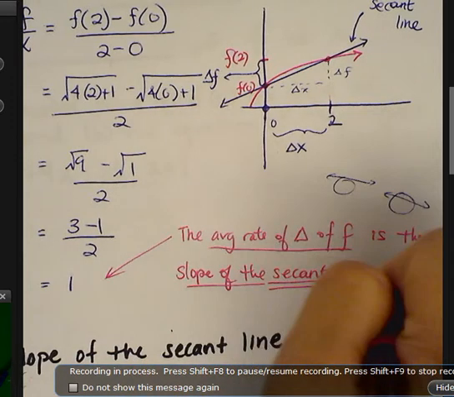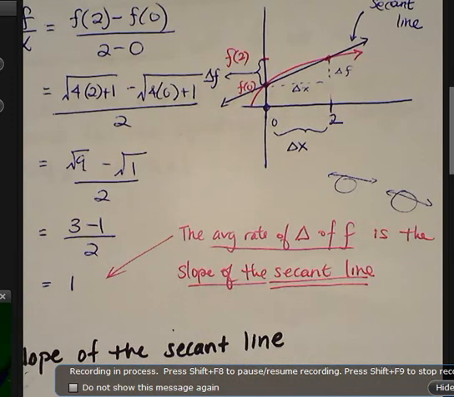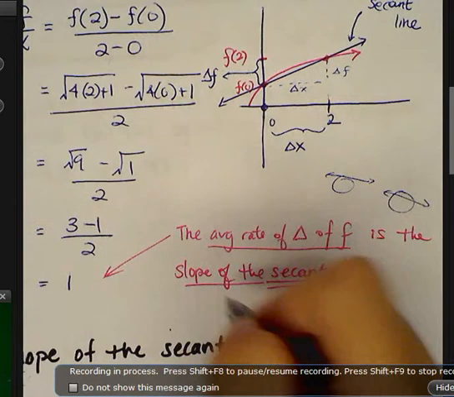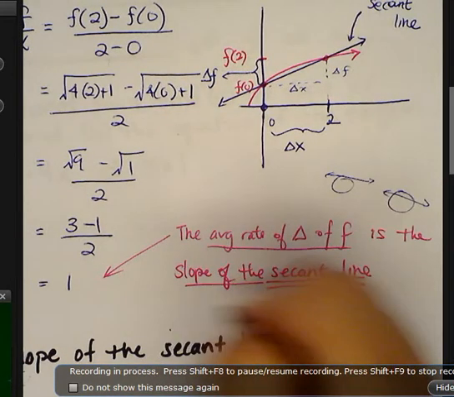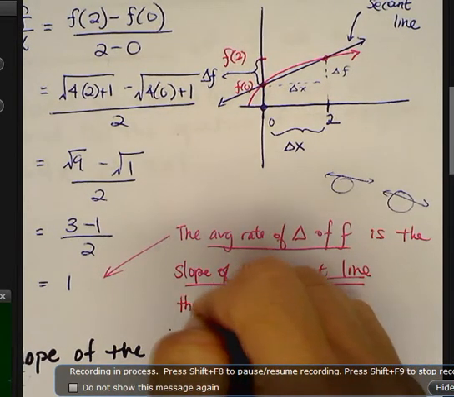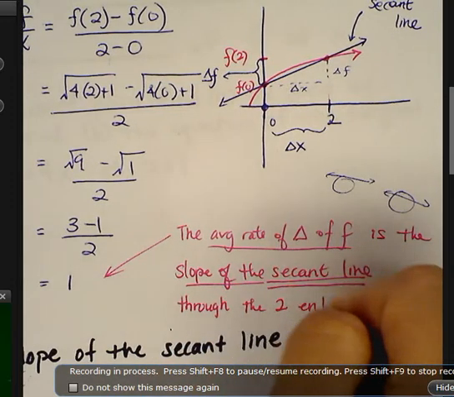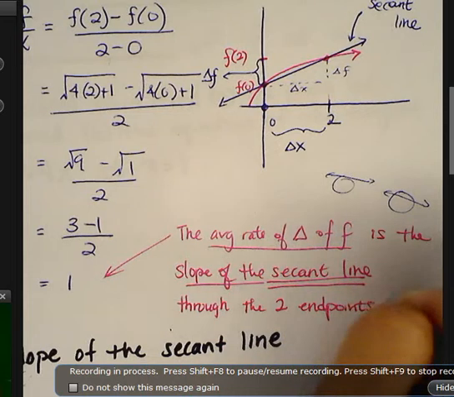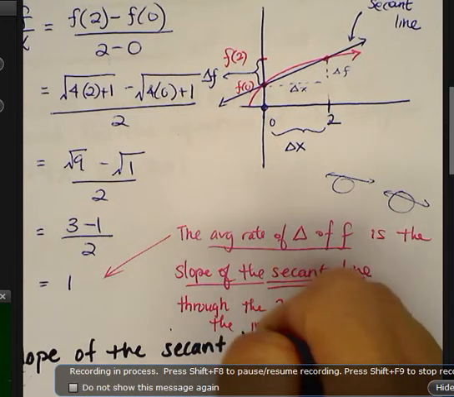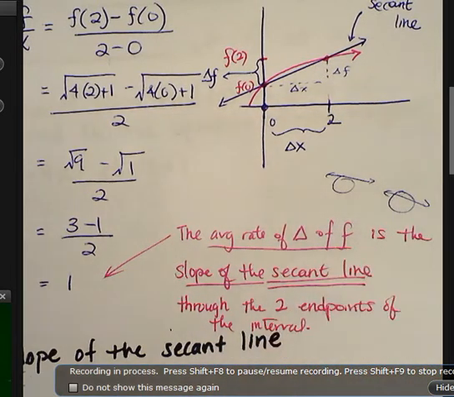Now, there's a lot of terminology here. There's a lot of things that are equivalent in this section, so you have to keep track. Average rate of change is the slope of the secant line. And the slope of the secant line, because there are many secant lines, is the one that passes through the two endpoints of the interval, okay? Does that make sense?